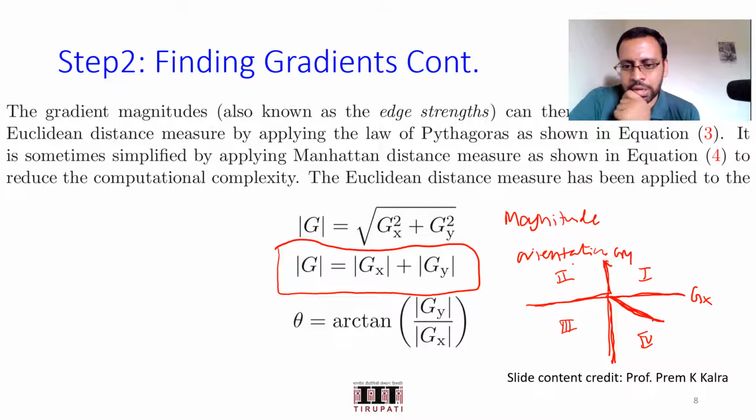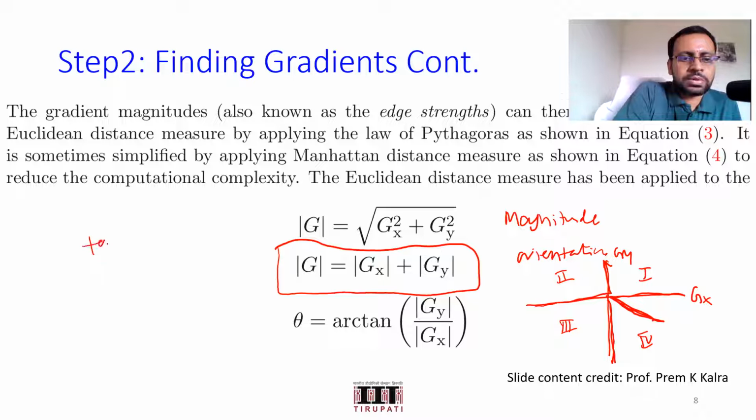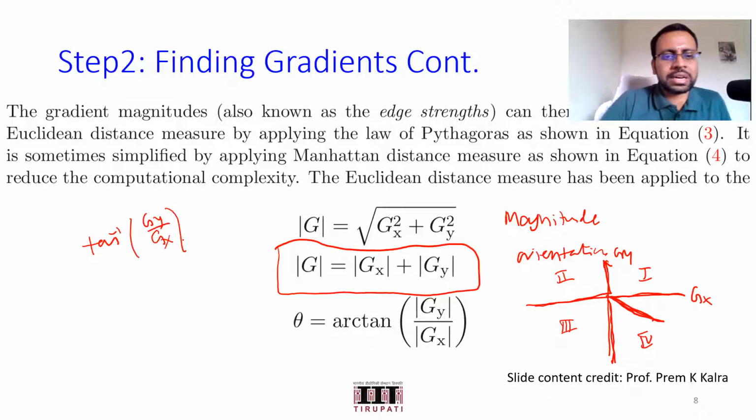So from the implementation point of view, let me highlight one point here. Suppose I give you gx and gy, and I ask you to compute the angle. How do you do that in MATLAB? I give you the gx value and gy value. They are there as two different images at each pixel, isn't it? Now I ask you, tan inverse of gy by gx. Any idea on what is the command in MATLAB? Atan inverse? No, sir, atan. Atan of gy by gx.